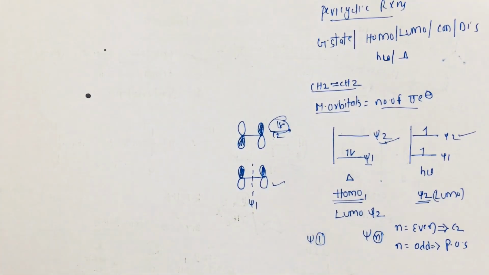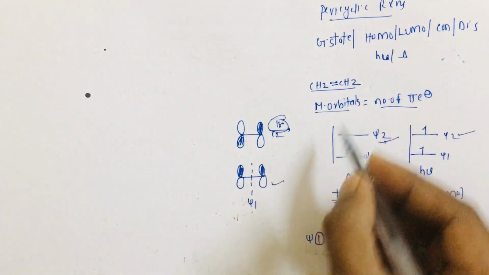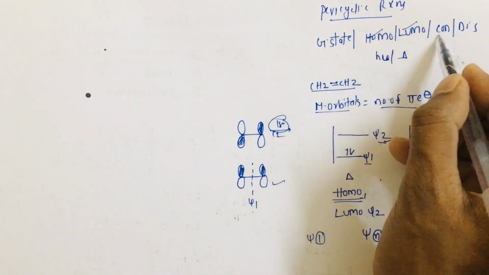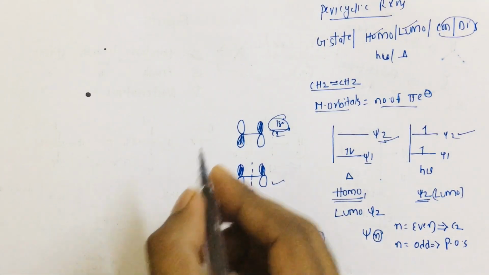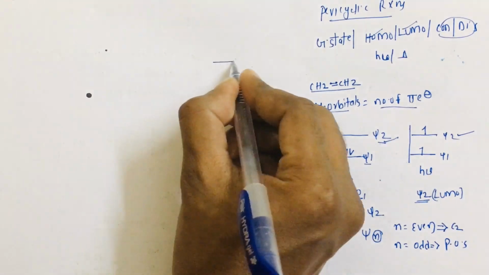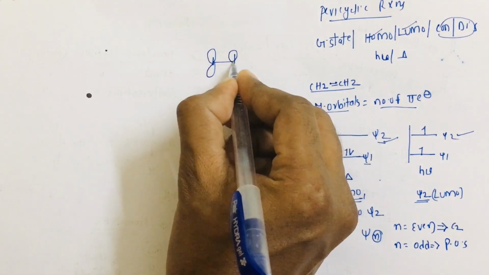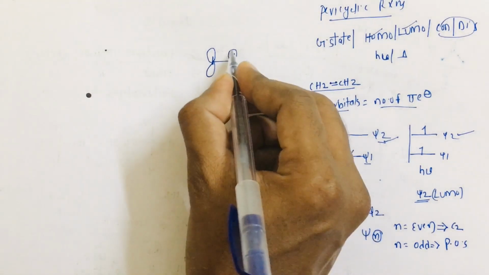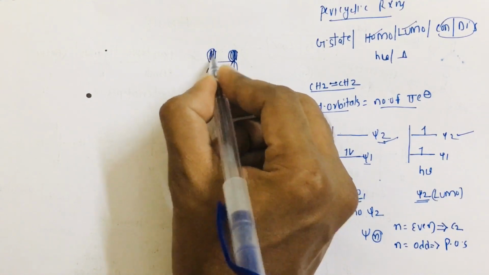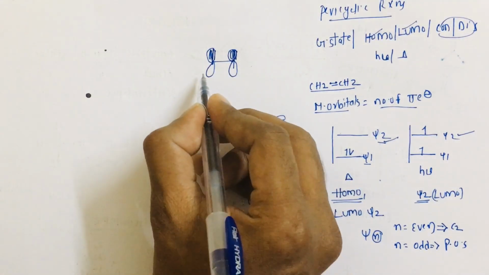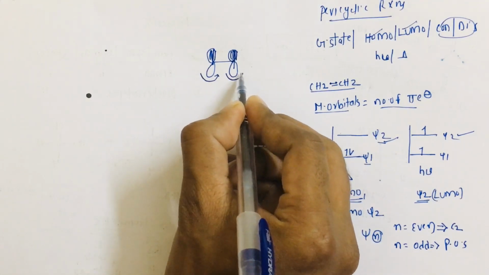Now, so here we'll talk about it. HOMO is done, LUMO is done. Now we'll go for conrotation and disrotation. Okay, so we'll take psi1. So psi1 means there is a presence of a plane of symmetry. Okay, what is conrotation? Conrotation means both should rotate in the same direction.